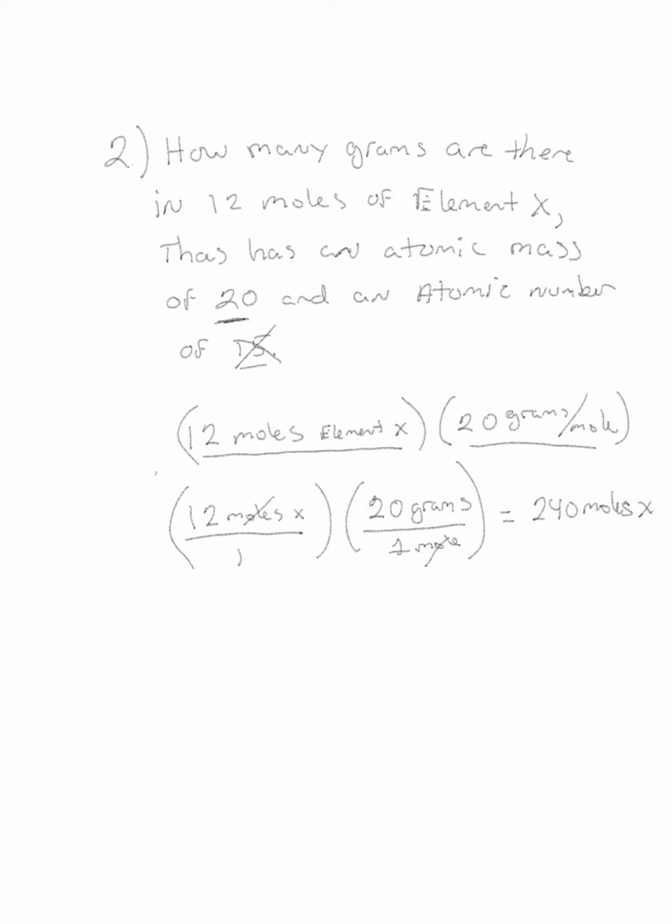So we're setting this up over here, okay? And we set that where we have 12 moles of X over 1 times 20 grams of element X per mole. Our moles cancel out, which is what we want. And we come up with 240, and I put over here moles, but that's actually incorrect, right? I should have put grams, not moles. So we have 240 grams of element X.